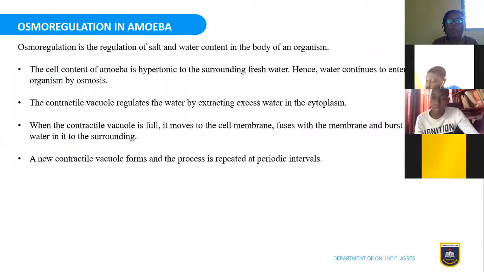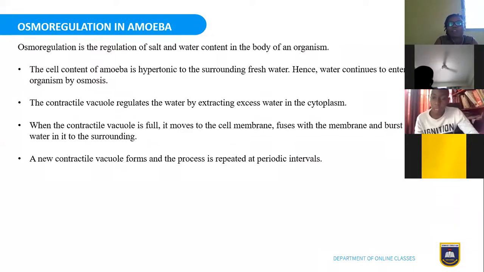Because we don't want that to happen and want to maintain an equilibrium, an organelle called the contractile vacuole will now come into play. This contractile vacuole comes to extract the excess. If I say something is in excess, it means that you have already gotten the portion you want. This is the leftover, I don't want it again, so it becomes excess. What do I do? I have to dispose of it. Do you understand? So the contractile vacuole comes to regulate the excess water in the cytoplasm of the amoeba by extracting all those excess water.